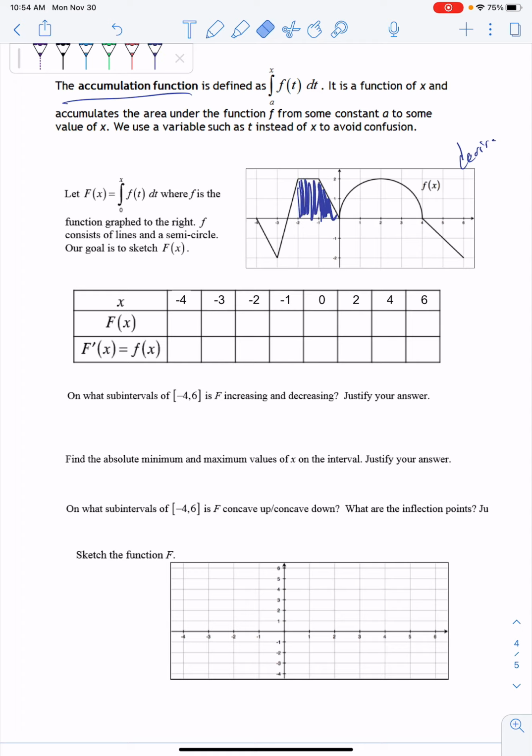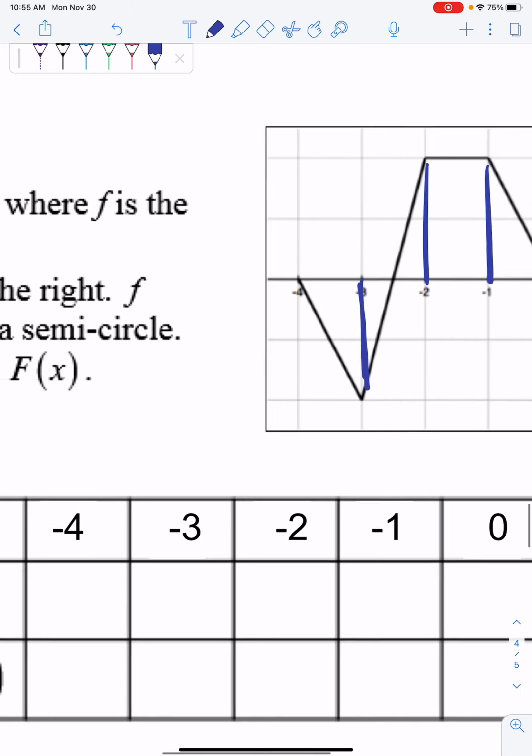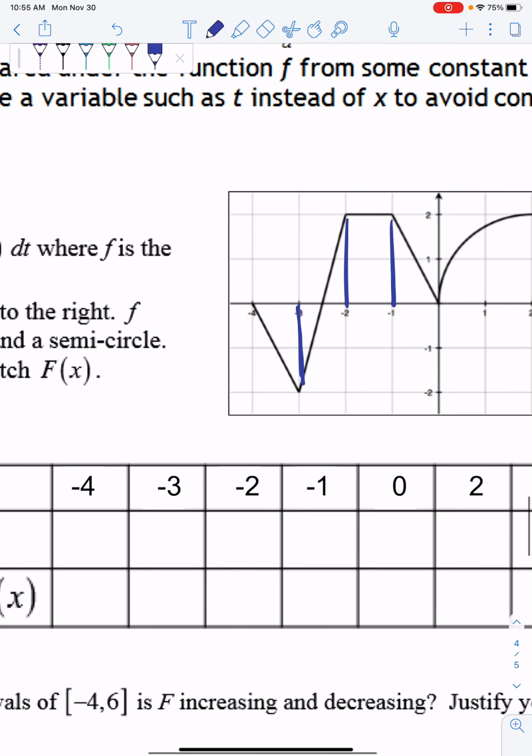So it's nothing new. It's just worded a little bit differently. The first thing I'm going to do, these go up by 1 for a while, so I'm going to split these into different areas. And I want to find the area of each section just to make this a little bit easier. So right here, from -4 to -3, that's a triangle. And that triangle is 1 by 2.